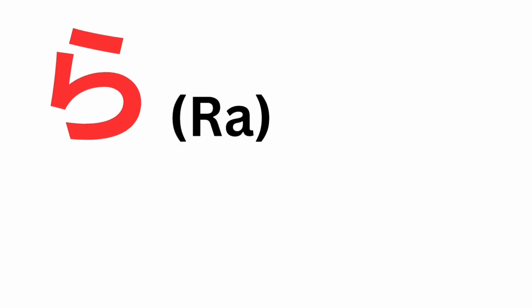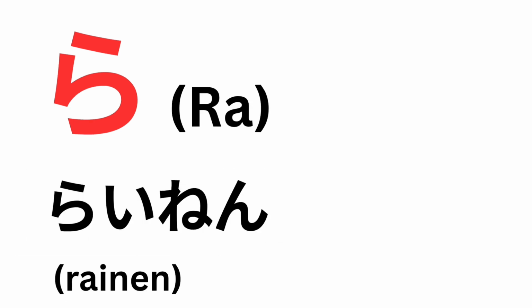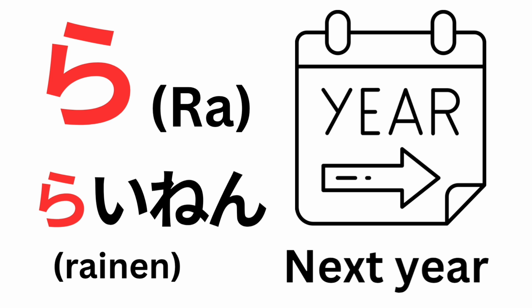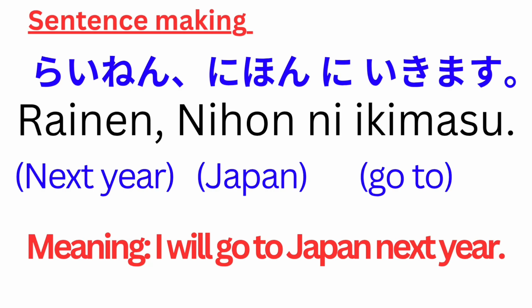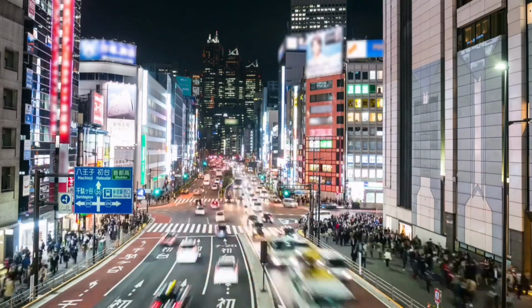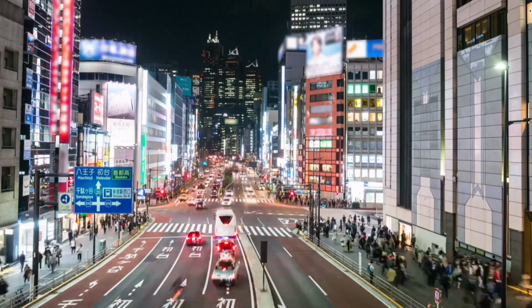The first Hiragana is ra. Ra. Example word: rainen. Rainen means next year. Next year. Example sentence: Rainen nihon ni ikimasu. I will go to Japan next year.